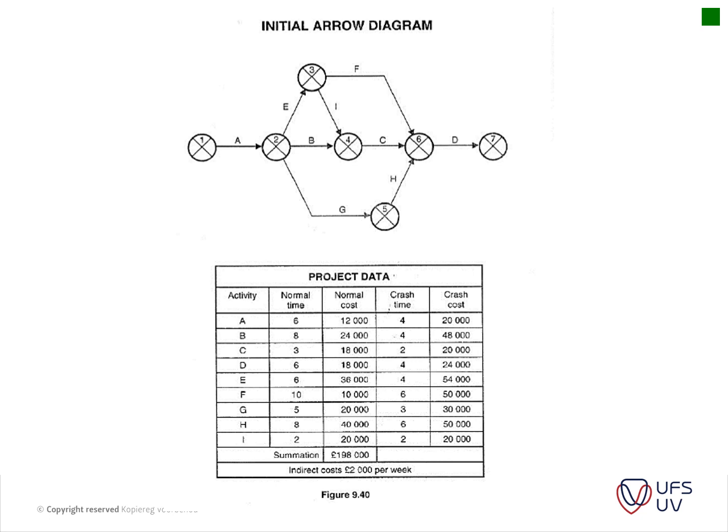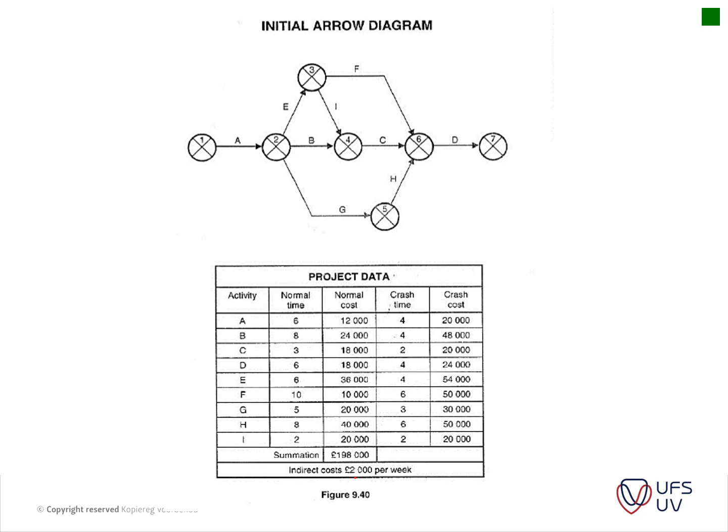Figure 9.40 shows a construction sequence involving activity A to I in arrow diagram format. The tabular data indicate the normal times, normal costs, crash times, crash costs, and the indirect costs of the project, which amounts to £2,000 per week. Okay, so this is that £2,000 per week. So on page 189, you can start reading. That's basically what I'm referring to.